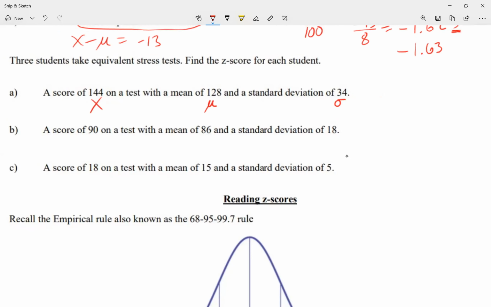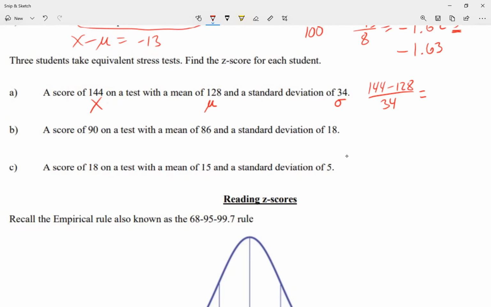So I'm just going to go 144 minus 128 divided by 34. And this gives me 0.47. Okay, not bad.